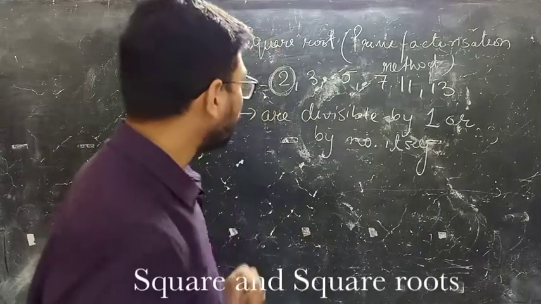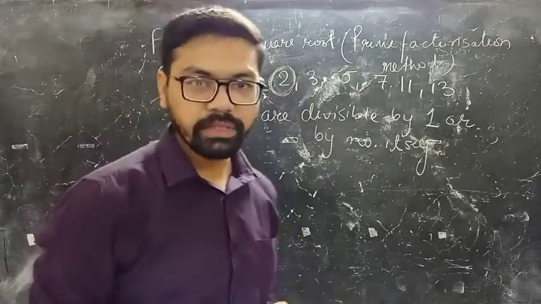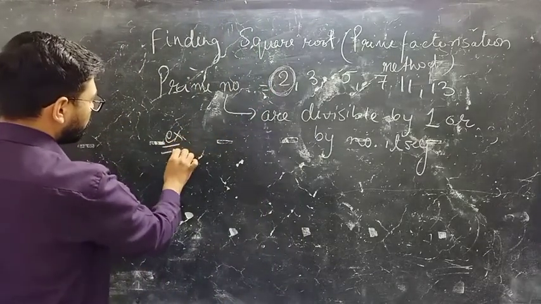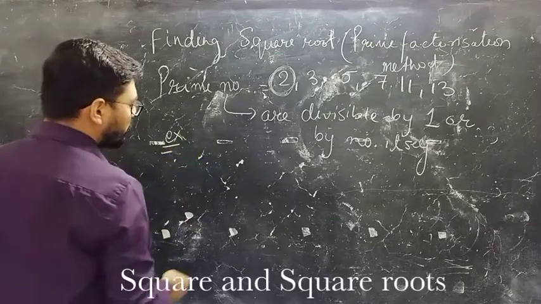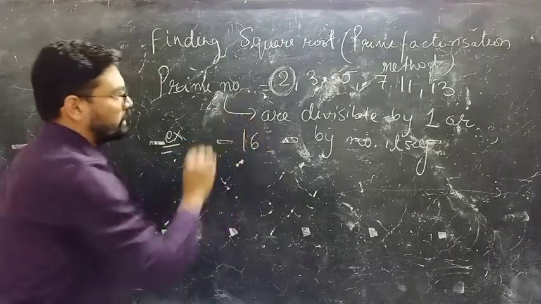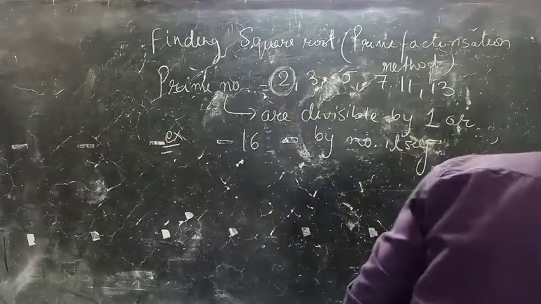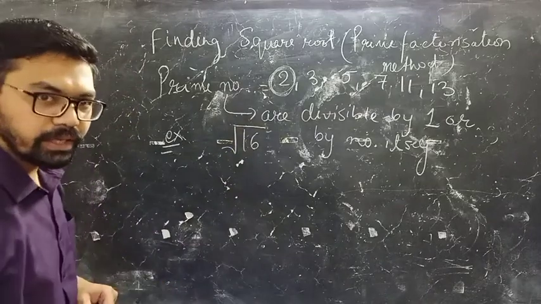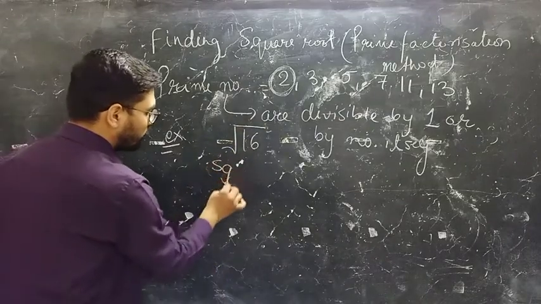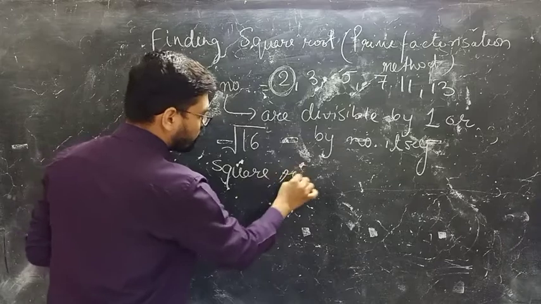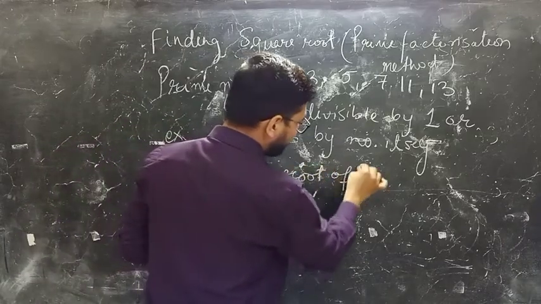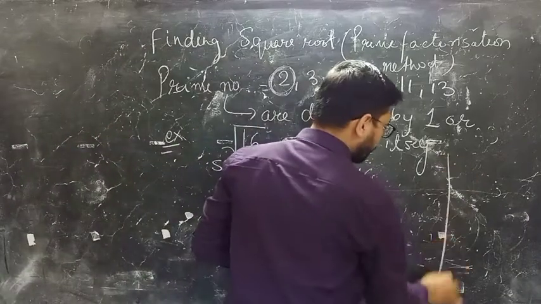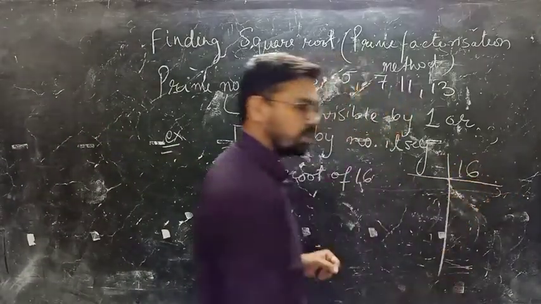Now to calculate a square root using the prime factorization method, let's take one example. Let's say I have the number 16 and I need to calculate the square root of 16. Either you can write it like this or you can write the square root of 16. Now how to solve this using the prime factorization method?